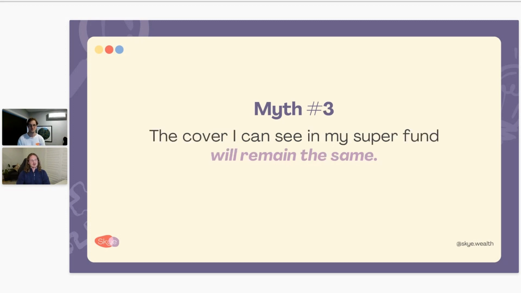Myth number 3: the cover I can see in my super fund will remain the same. As Trent said, that's just not true. The super fund can amend that contract. At the end of the day, they're the ones paying the premiums, even though they're taking the money off you. They're the ones negotiating that contract. As I said before, Australian Super and TAL will renegotiate that contract every few years, and that can change on you.